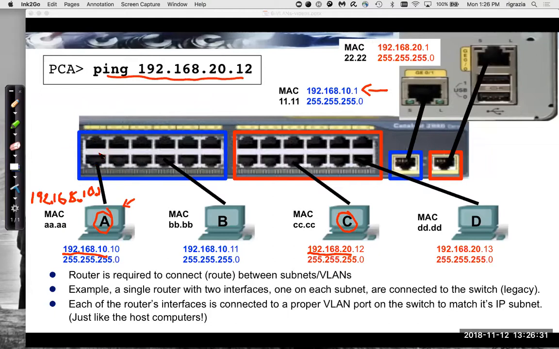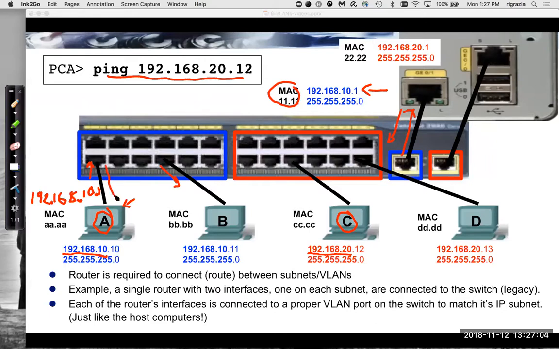This broadcast will come in here and will go out all ports associated with VLAN 10. It came in on a VLAN 10 port, so from the switch's perspective, it's going to send the broadcast out any ports that belong to VLAN 10. The router will receive it and say, oh, that's me. Let me send you my MAC address. So it will send back an ARP reply.